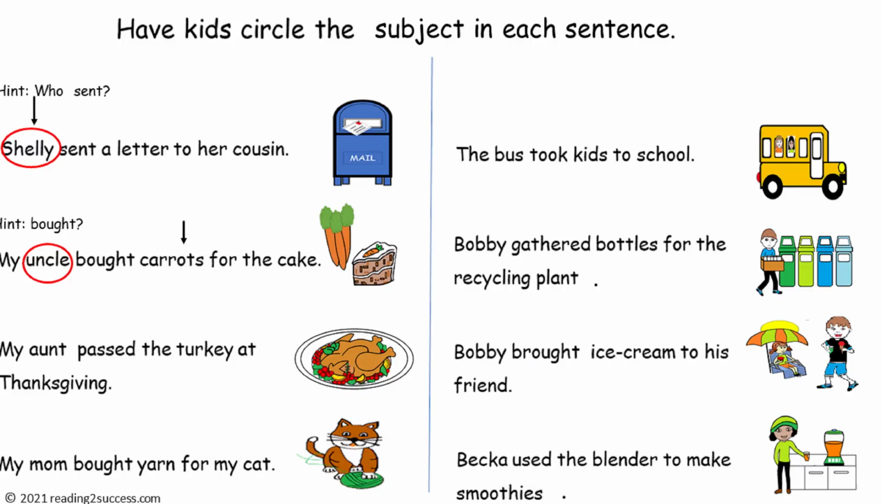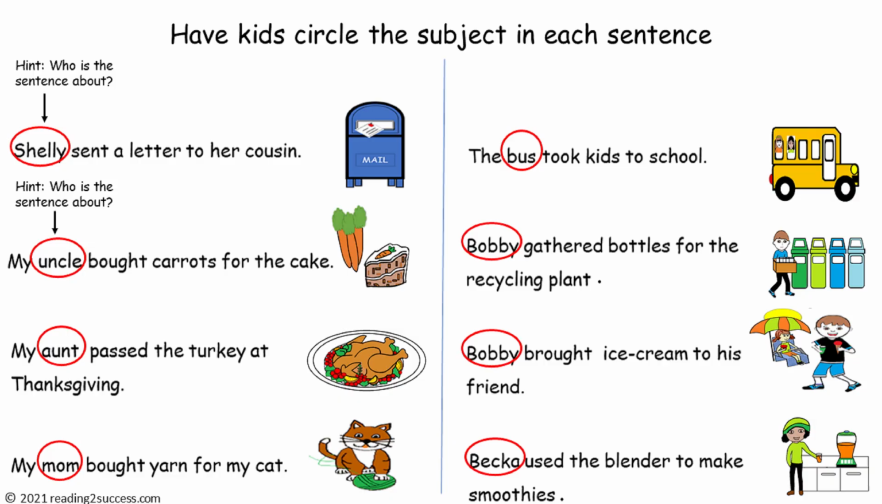This is a guided practice page to complete with kids. Have them circle the subject in each sentence. And remember to begin with the hints in the first two examples. And this is a completed example.